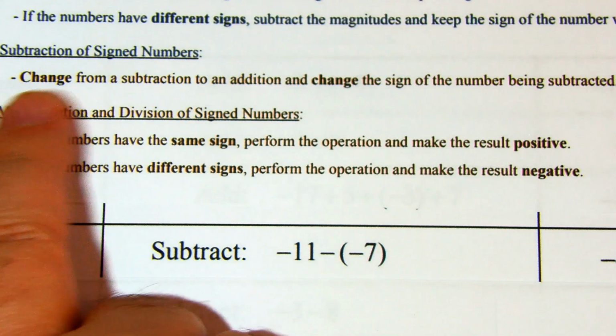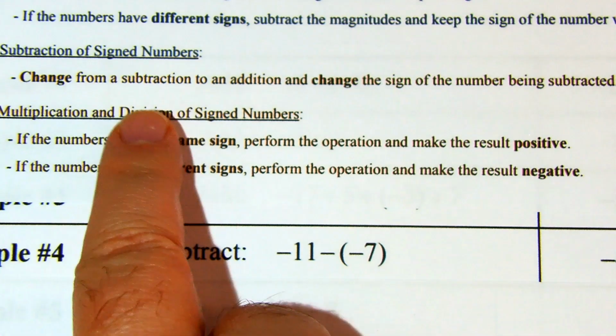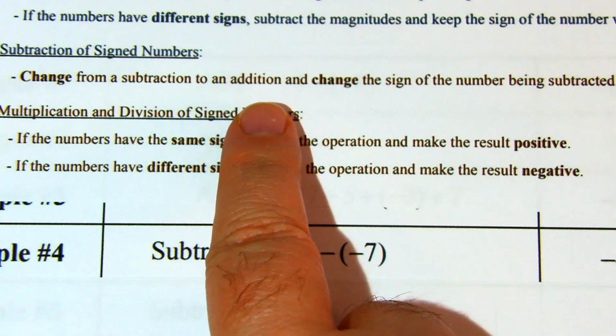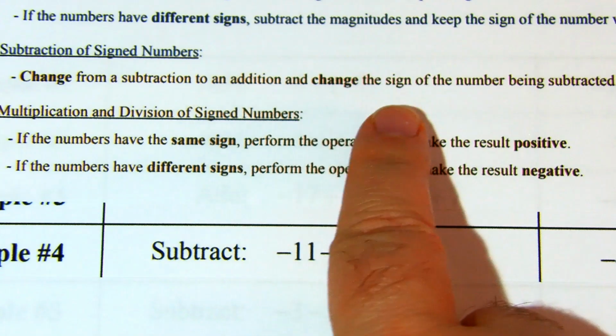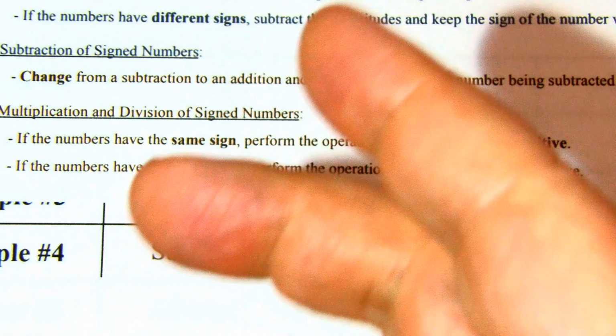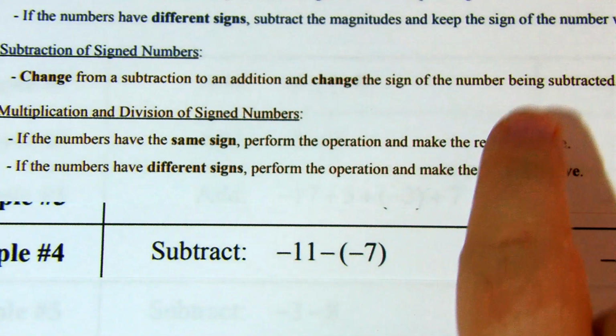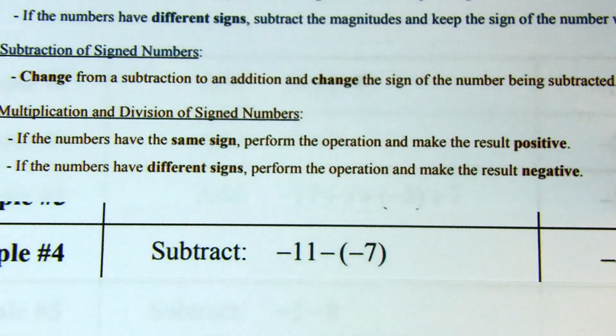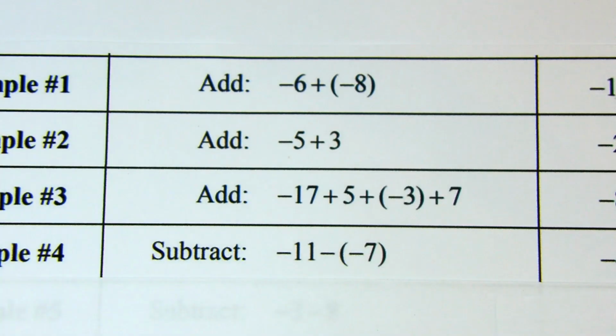But subtraction of signed numbers. You can change from a subtraction to an addition, but you change the sign of the number that's being subtracted. You're going to change it from being a subtraction to being an addition, and you're going to change the sign of the second number. Okay, so let's take a look at that.